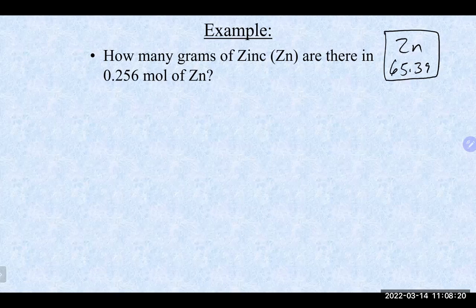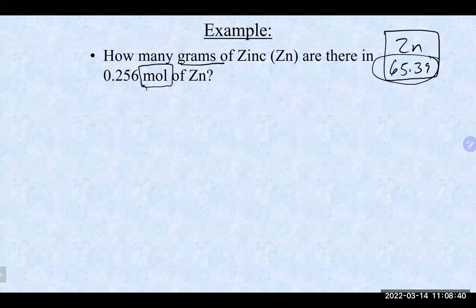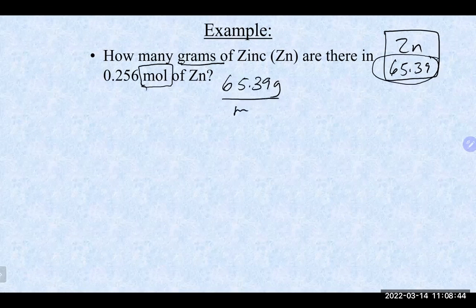Okay, so same thing here. Looking at this, we're looking for grams. We're given mol, which again, a reminder, is moles, not molecules. So again, no mention of molecules, no mention of atoms, no need for Avogadro's number here. So we do again need the molar mass from the periodic table. And again, that number means that there's 65.39 grams per mole of zinc.